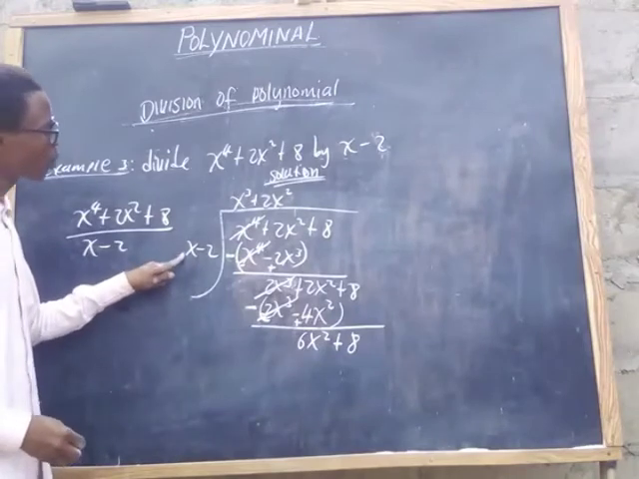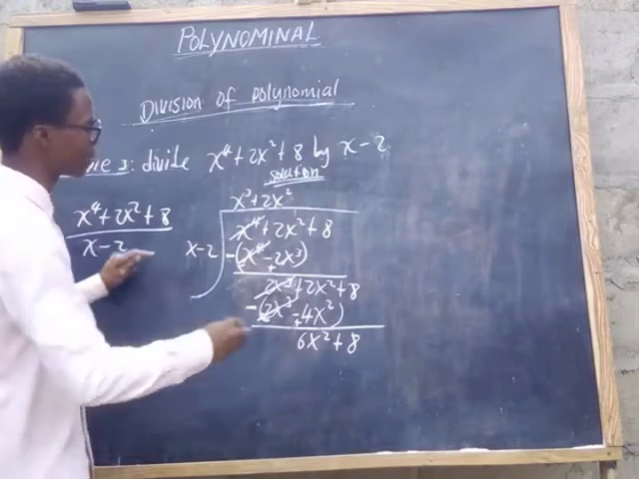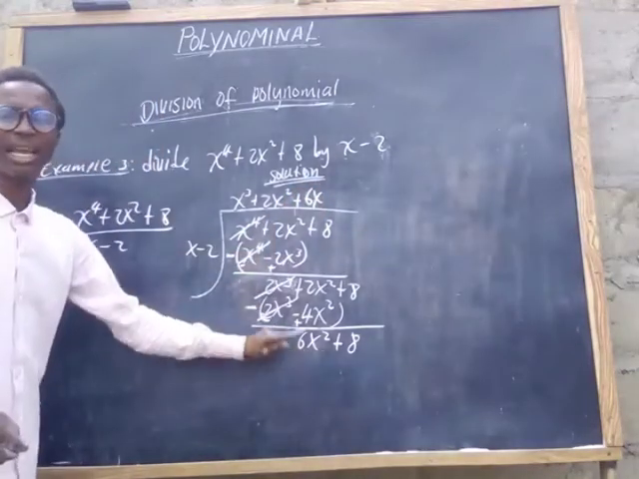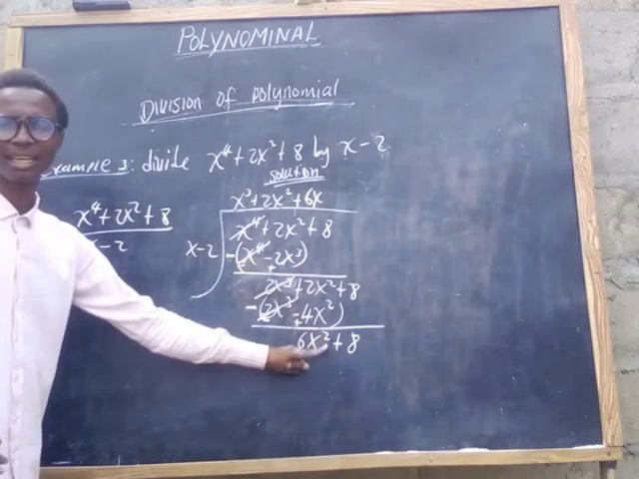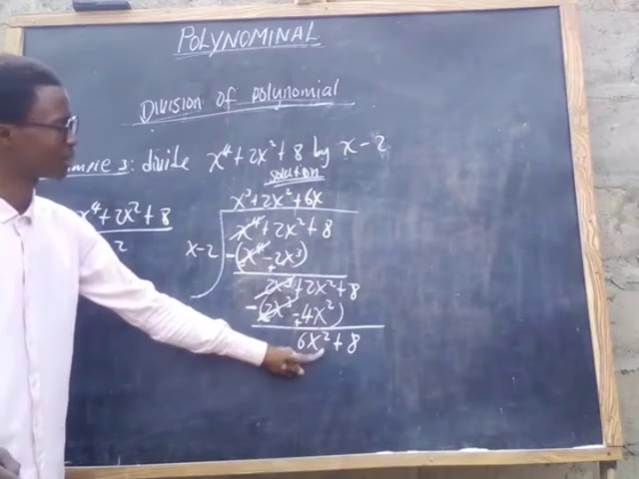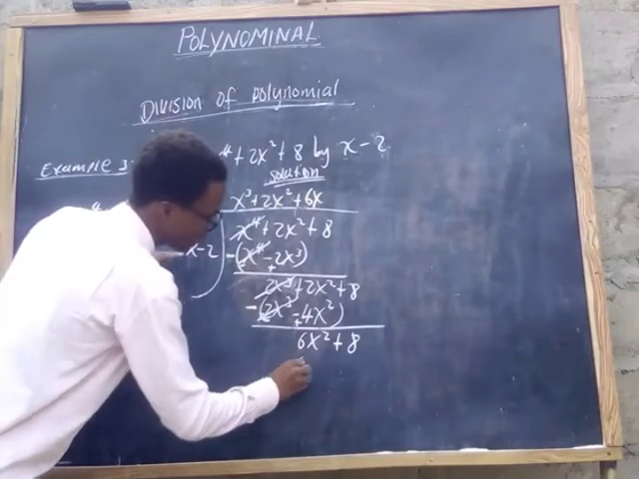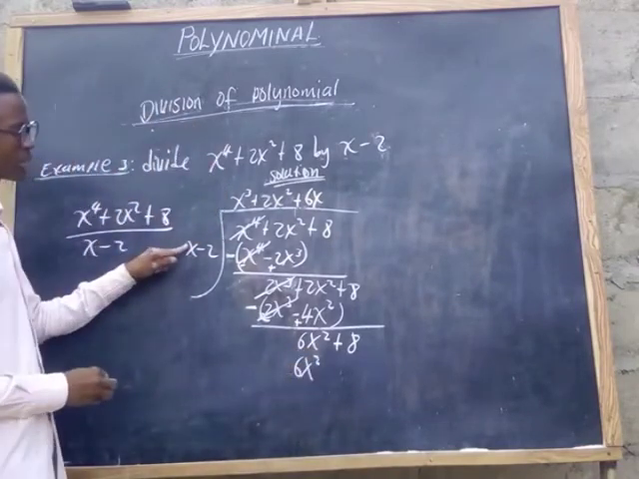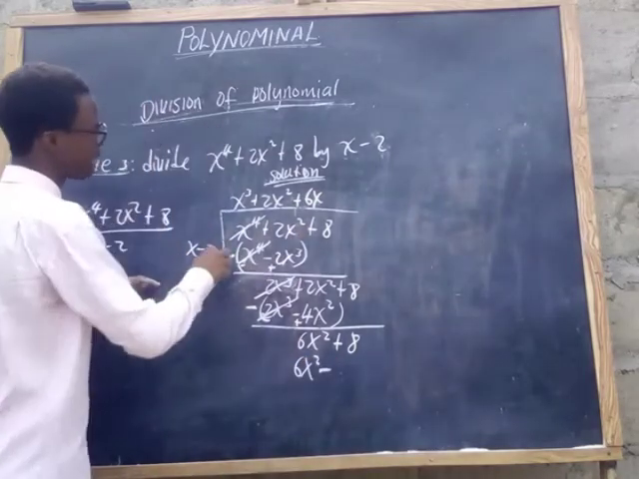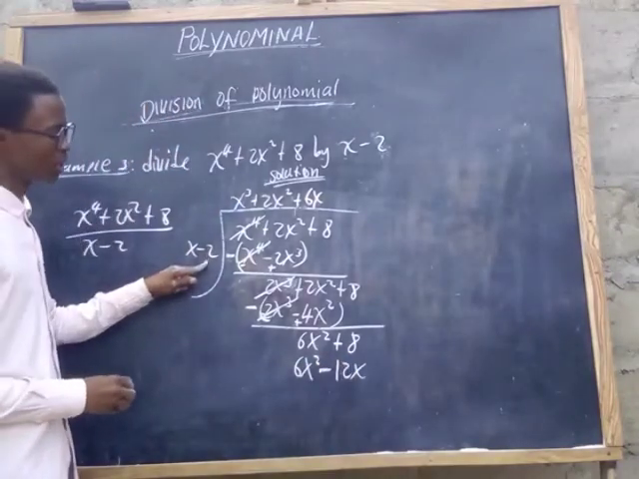Now you go. What's next? So x into 6x square is plus 6x, because you subtract the powers. 2 minus 1 gives us 1. Now you say 6x times x equals 6x square. Now minus times plus times minus is minus. 6 times 2 is equal to what? 12x.